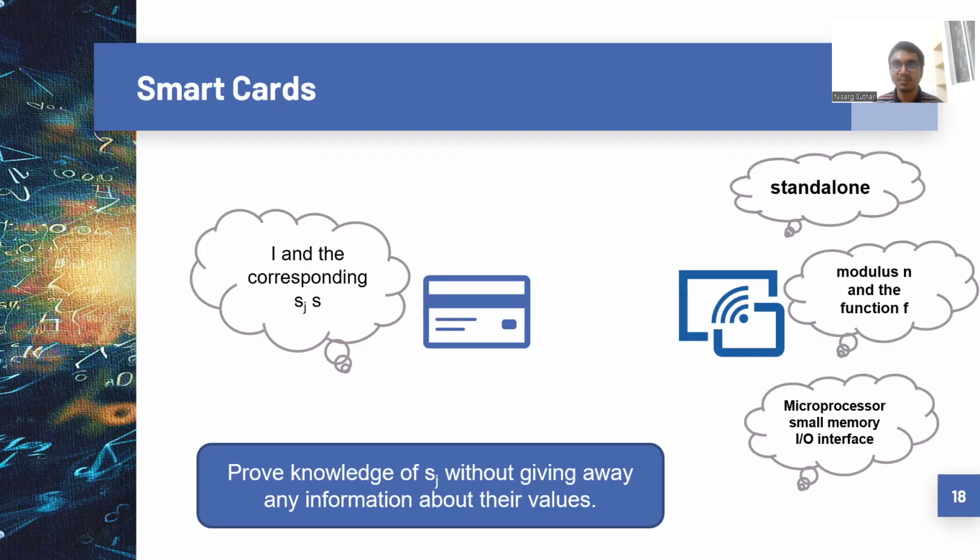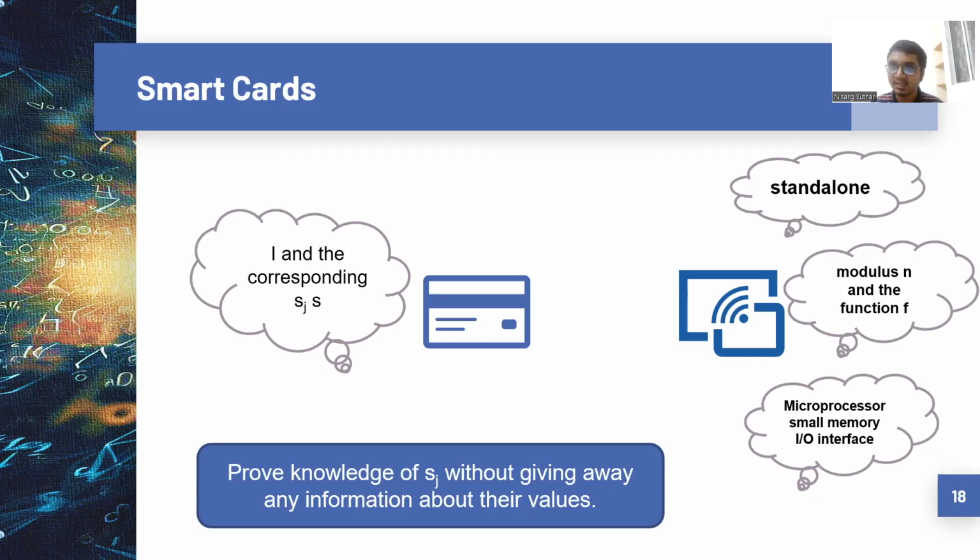Now let us adapt this protocol to smart cards. So what are smart cards? They are cards like your credit cards, your ID cards, your debit cards, or any other ID cards that you might have. What would the smart cards contain here? The information string and the sj's, which were pre-computed and are stored in the smart card.